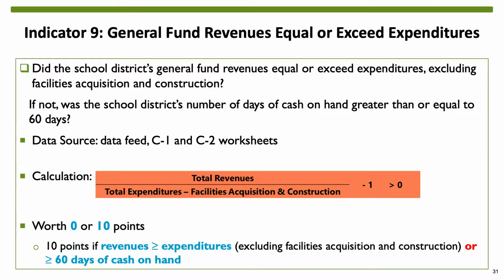Indicator 9 has not changed at all either. Basically, did your revenues exceed your expenditures? If not, did you at least have 60 days of cash on hand? So you have 2 chances to pass this indicator. Let me give you a little hint. If you don't pass indicator 6, isn't it more than likely that you won't pass indicator 9, your days cash on hand? So if you submit an appeal, wouldn't you submit an appeal for indicator 6 and 9? Keep that in mind.